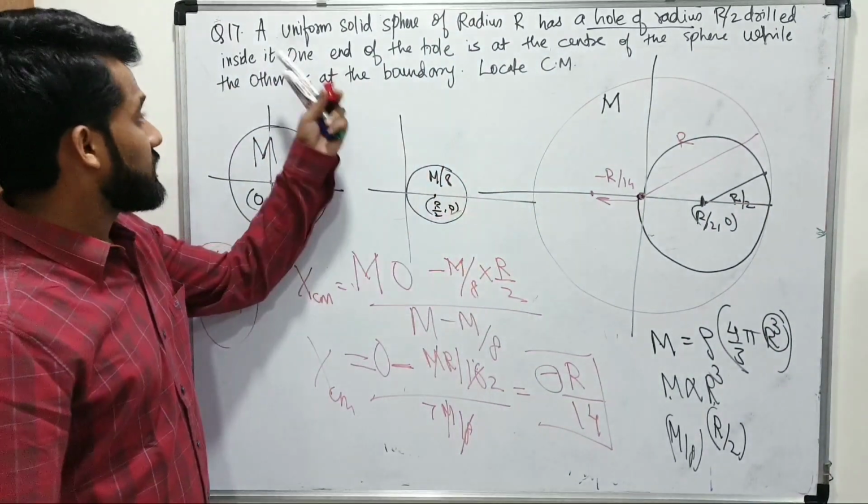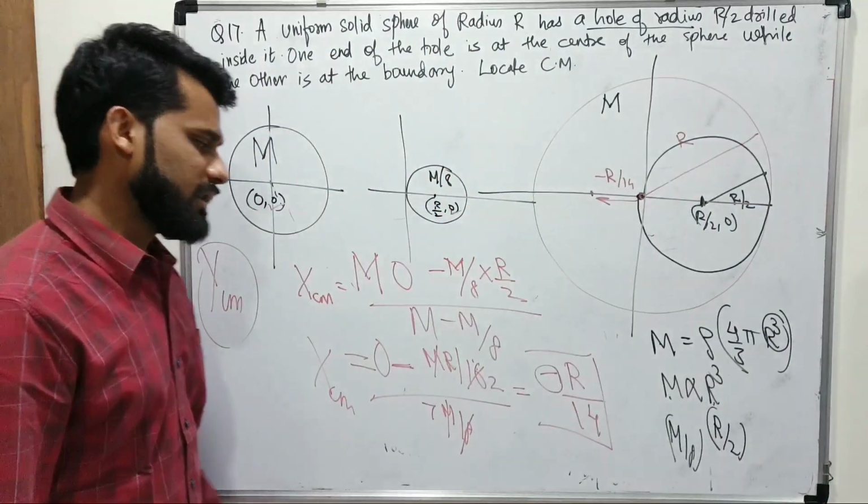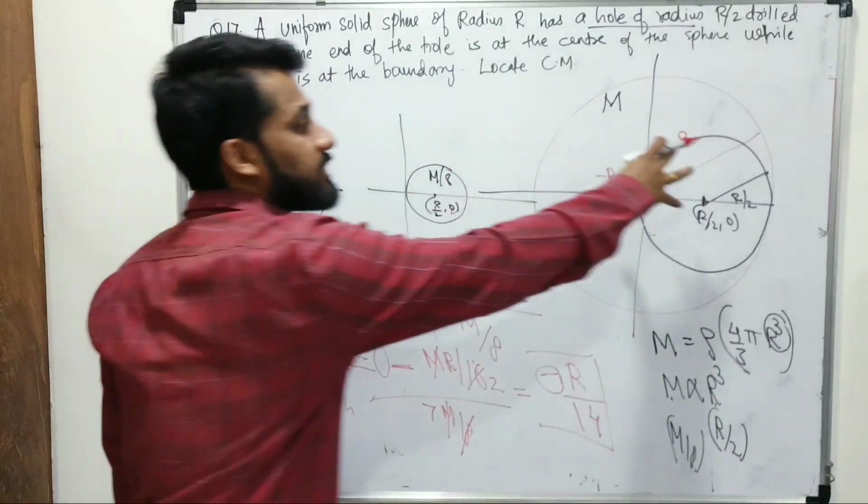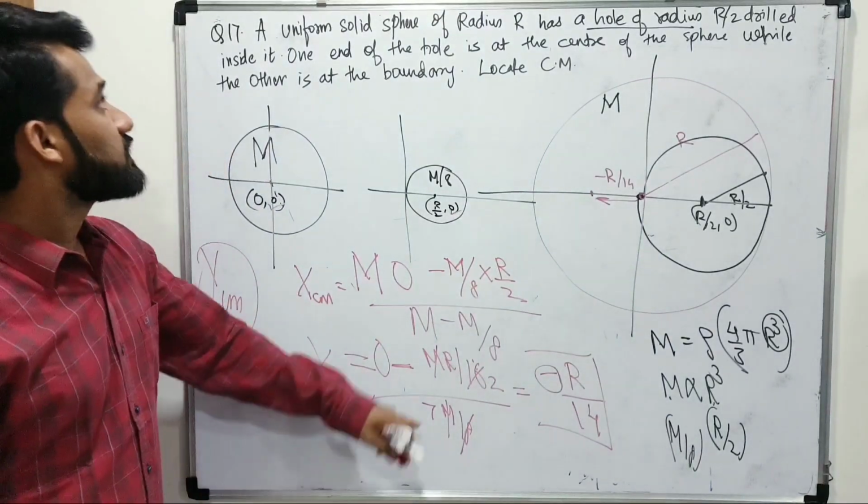So the answer for question number 17 is minus r by 14. Minus sign indicates center of mass will shift to the left when you remove the sphere from the right side. So this is the answer for question number 17.